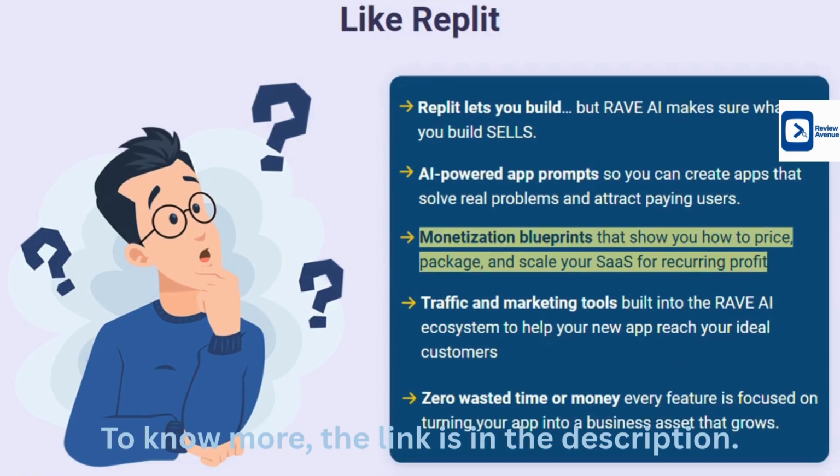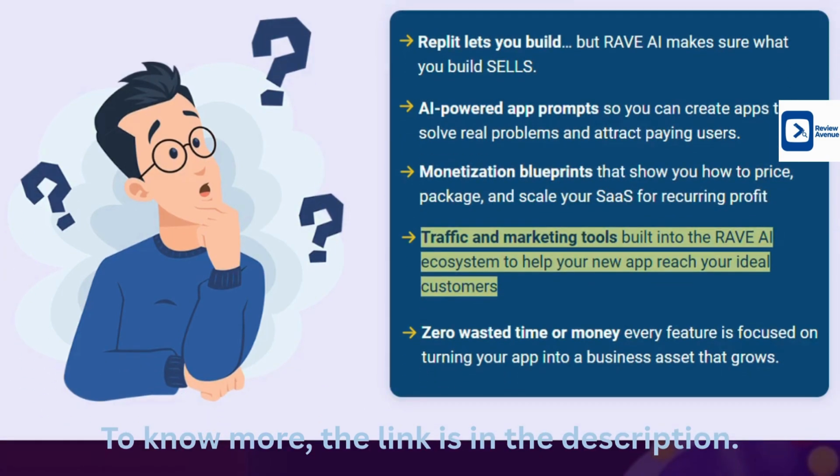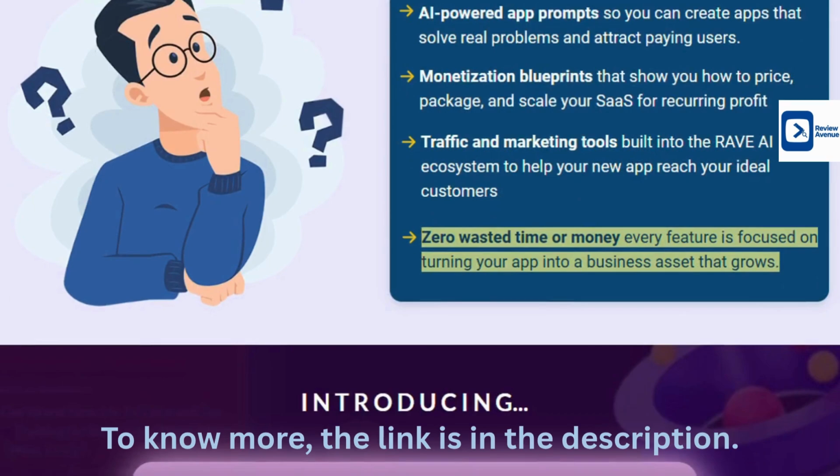Monetization blueprints that show you how to price, package, and scale your SaaS for recurring profit. Traffic and marketing tools built into the Rave AI ecosystem to help your new app reach your ideal customers. Zero wasted time or money. Every feature is focused on turning your app into a business asset that grows.